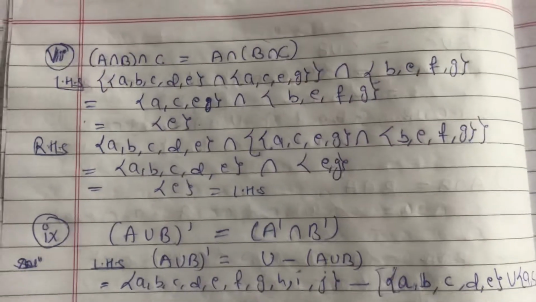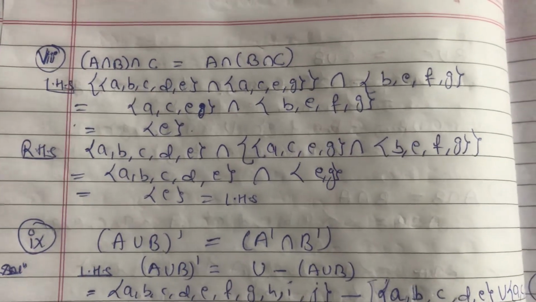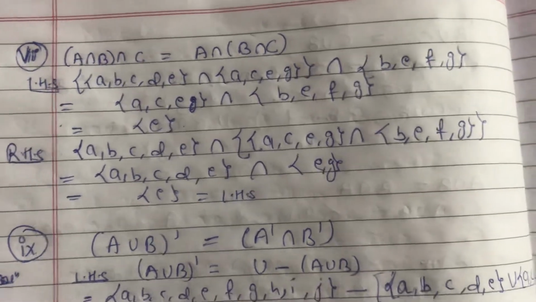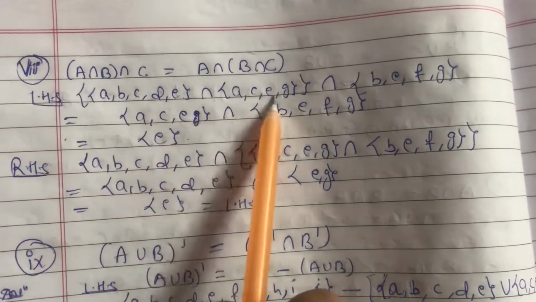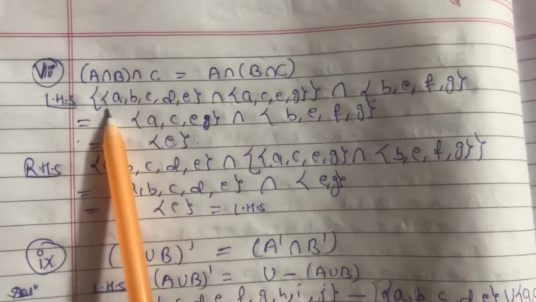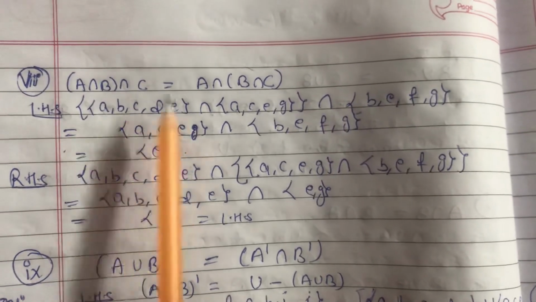The next I have A intersection B intersection C is equal to A intersection, under bracket, B intersection C. First I'll start solving LHS, which is A intersection B. First I'll solve this. Again, as you can see, you should not miss any of the brackets. So this bracket is starting from here and ends over here.